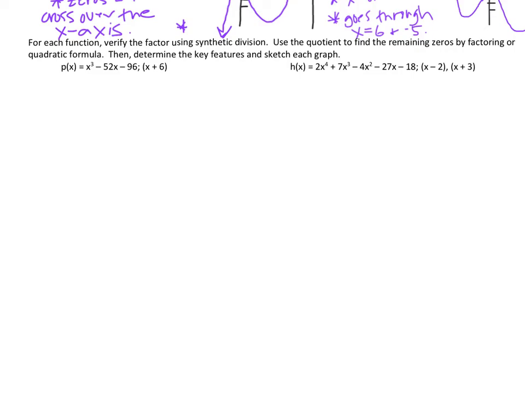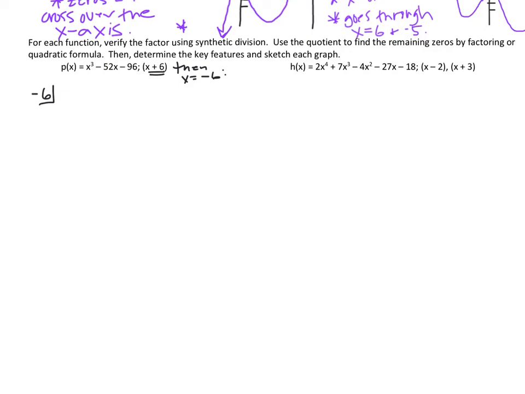Okay, so we've got our work cut out for us on these. Let's start on the left. P of x equals x cubed minus 52x minus 96. We want to first verify that x plus 6 is a factor using synthetic division. If x plus 6 is the factor, then we plug in x equals negative 6 into the penalty box. I'm not sure what's going on right there. Let's try that again. There we go. Okay, that's better. So I'm going to plug in negative 6 to the penalty box.